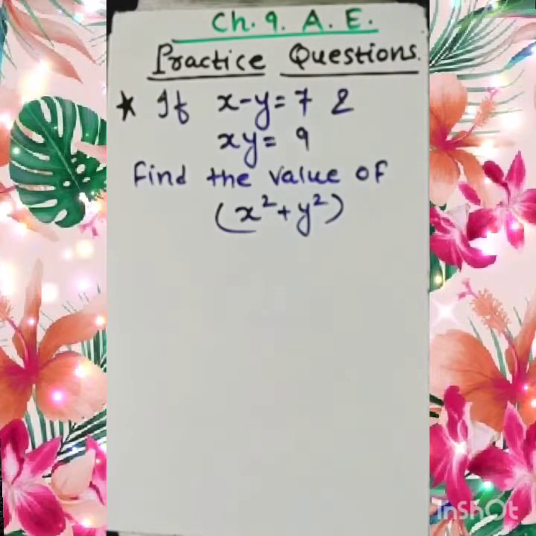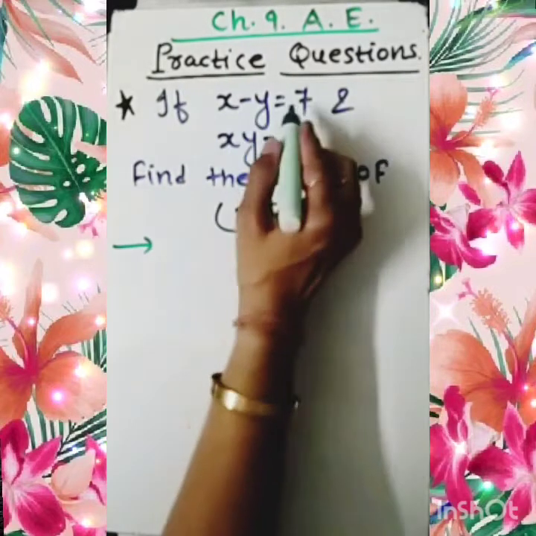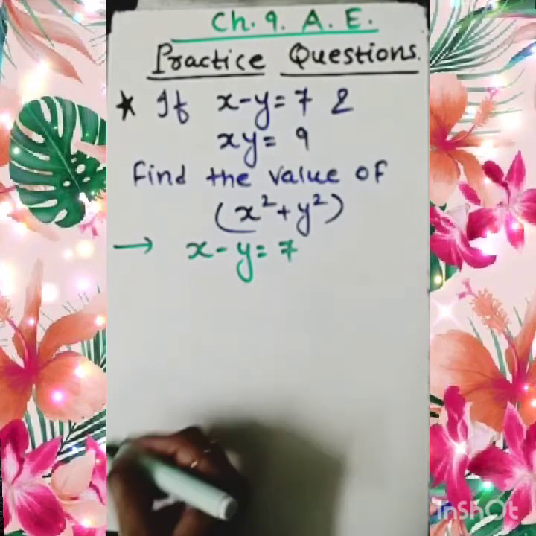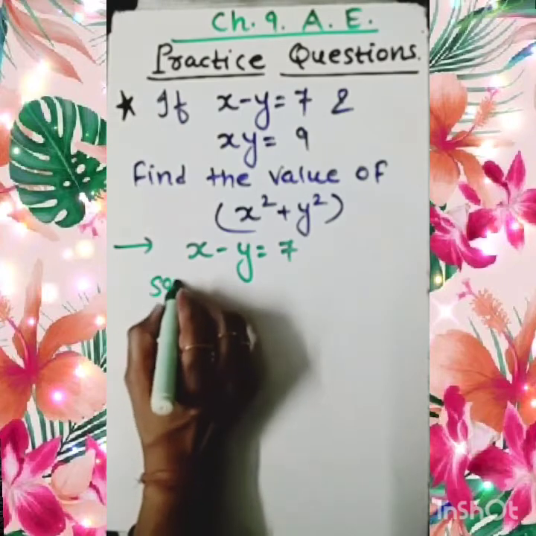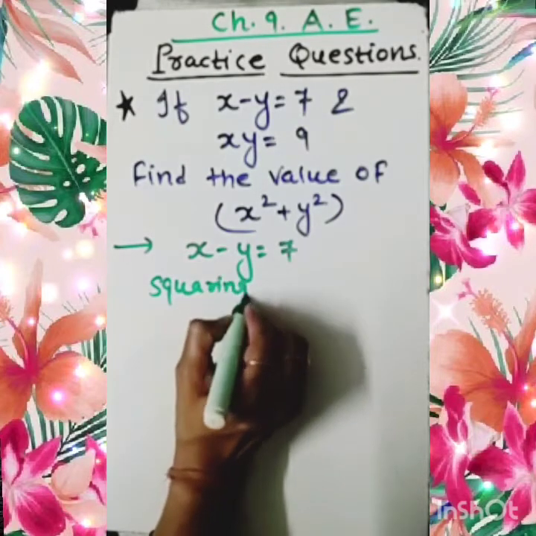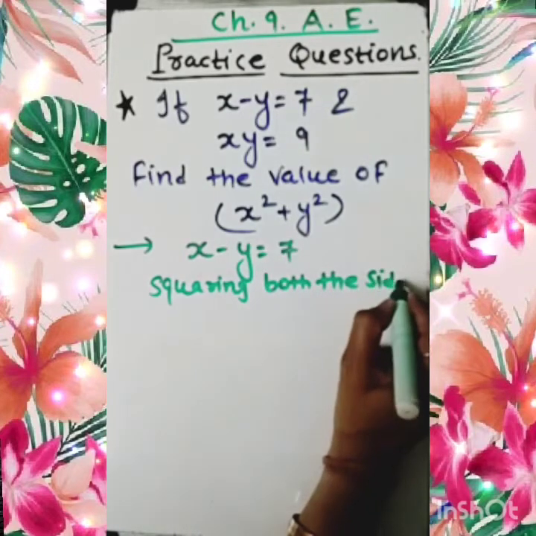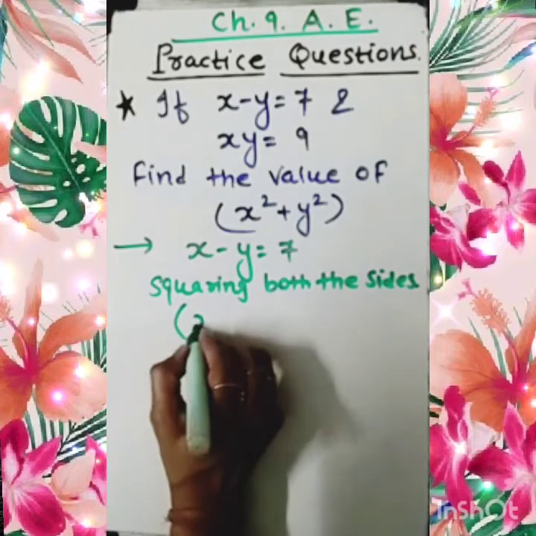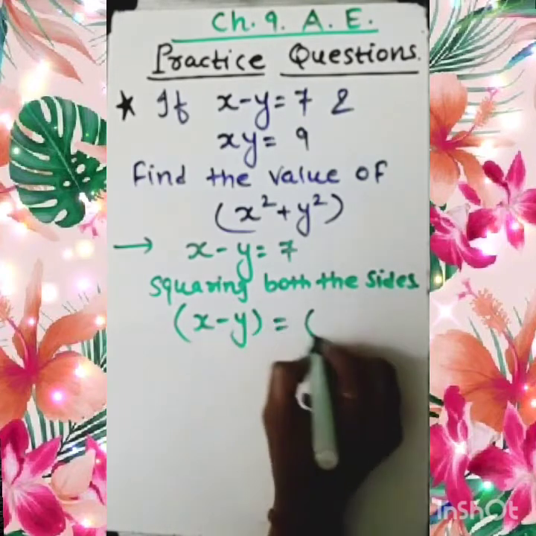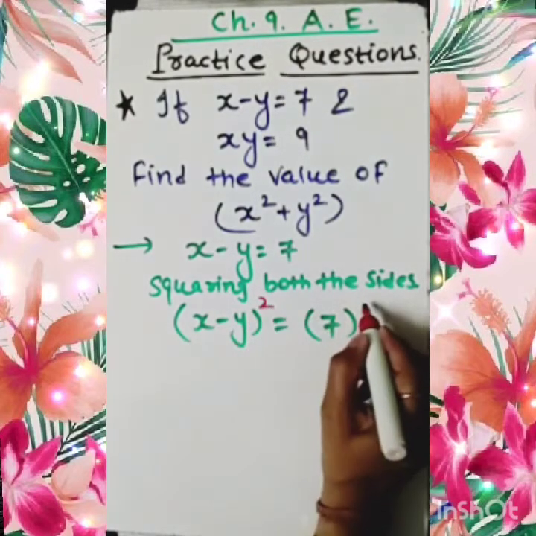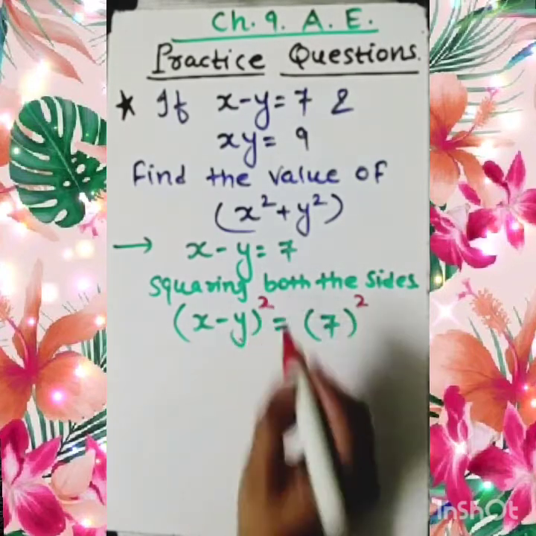Same technique we are going to apply. First of all, let's note down what we are given. We are given x minus y equal to 7. As usual, squaring both the sides. If I square both the sides, then of course here x minus y and this is 7 square. If I do the squaring both the sides, then LHS will become (x minus y) whole square.